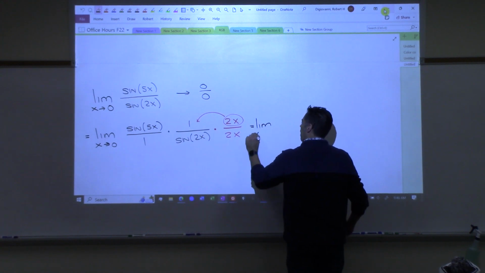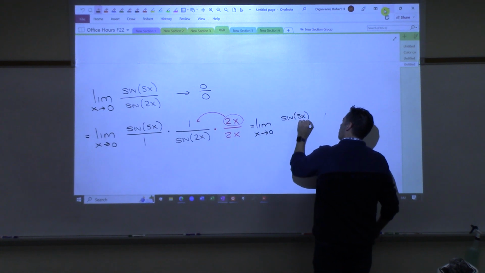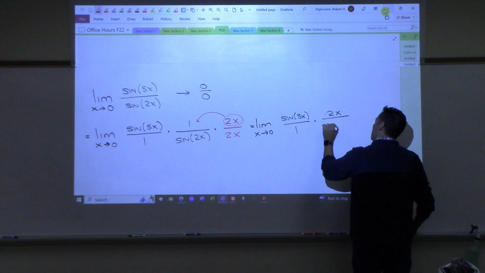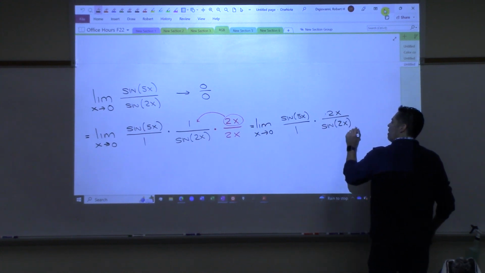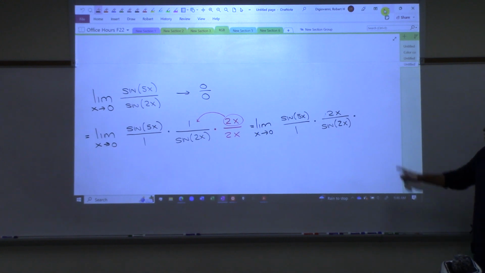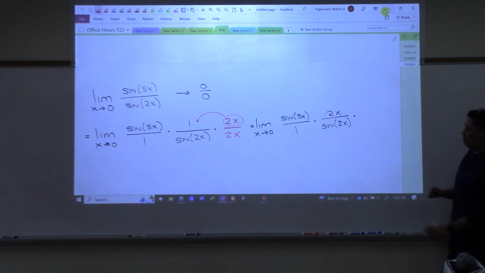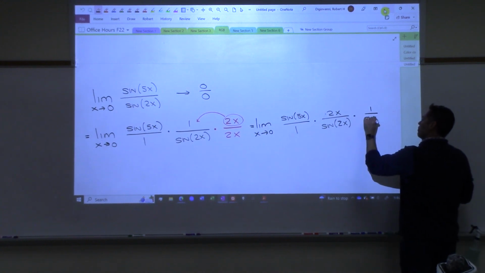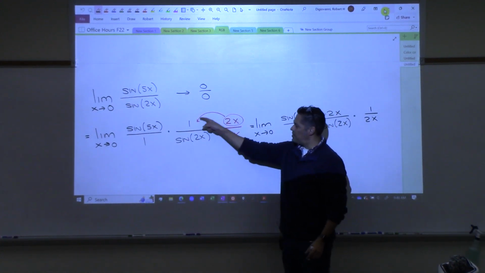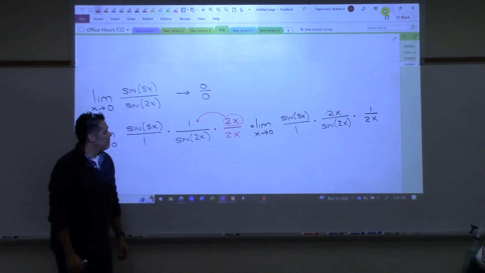It looks like this. Limit as x goes to 0, I have sine 5x over 1 times, now I just put that 2x, slid it over, sine 2x over 2x, and then times, what do I still have after that fraction? A 1 over 2x, right? That 2x was still here on the bottom. I just slid that one over. So let's see where we are now, okay? Any questions?